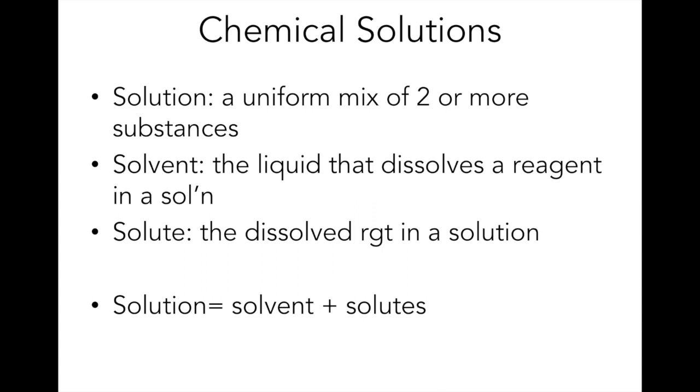A solution is a uniform mix of two or more substances. A solvent is the liquid phase of that solution, the liquid that dissolves a reagent or a chemical in the solution. The solute is the dissolved reagent or the chemical that is dissolved in the solution. So a solution is solvent plus solutes. And water is a very, very, very good solvent. And again, this is something that can be traced to hydrogen bonding.